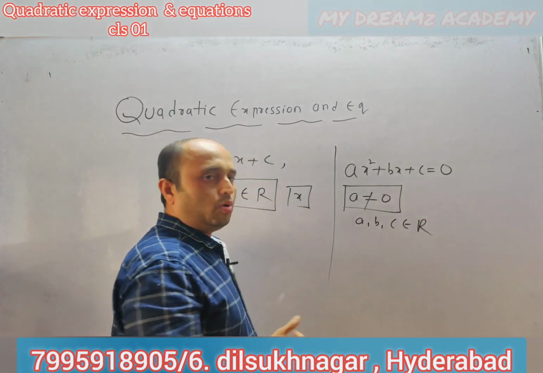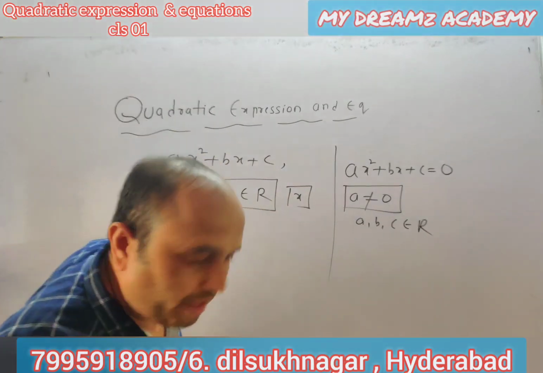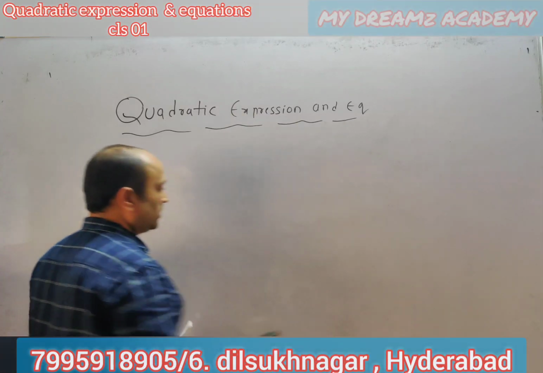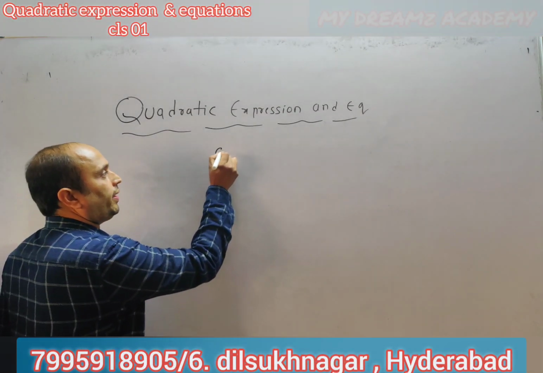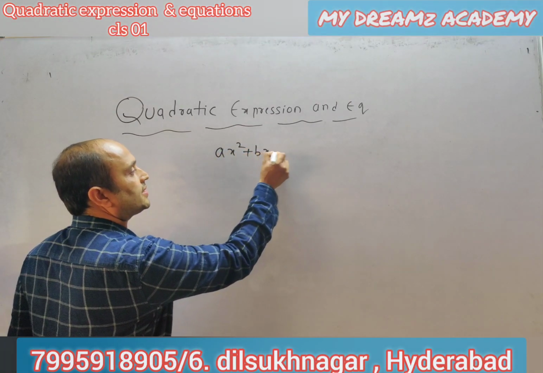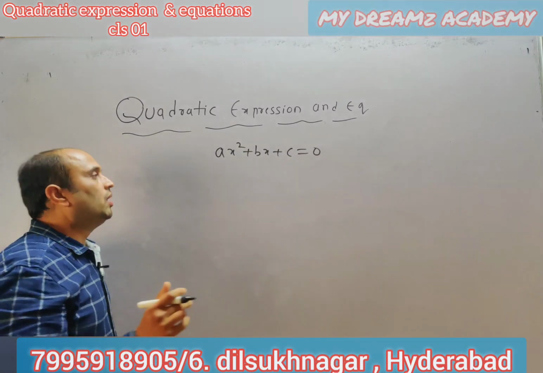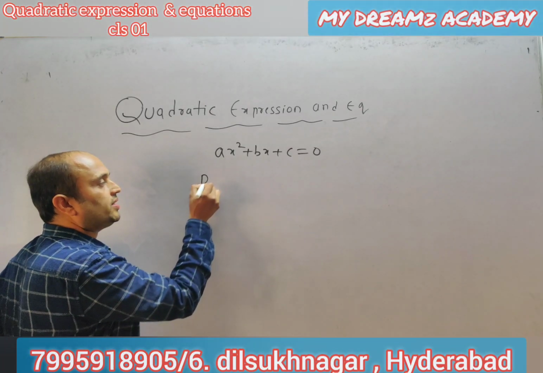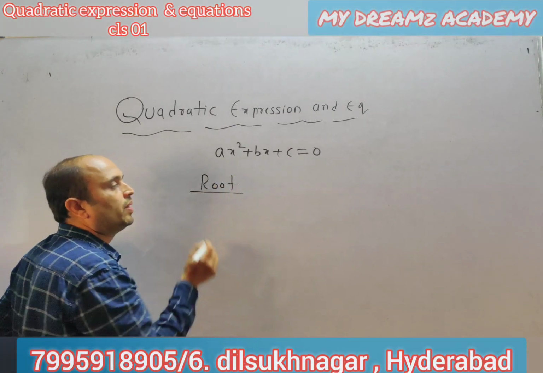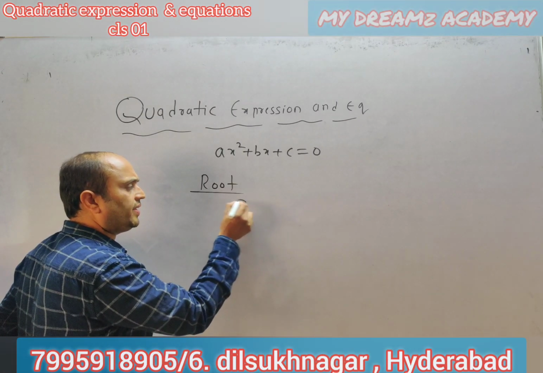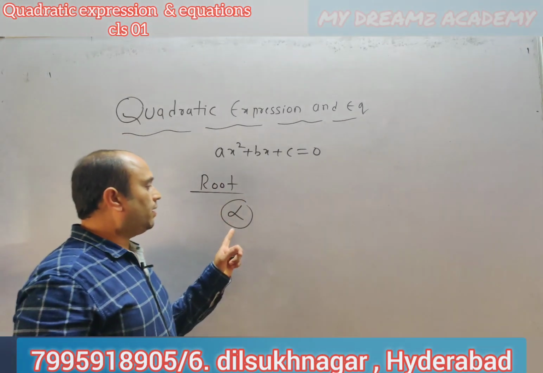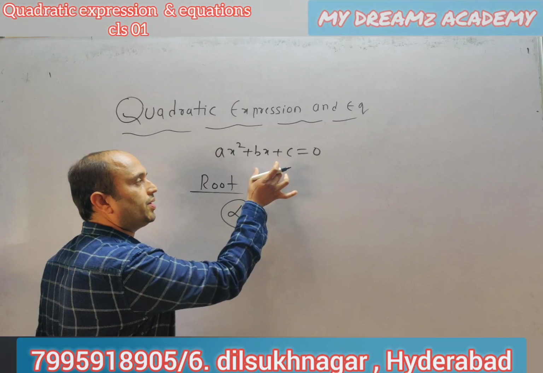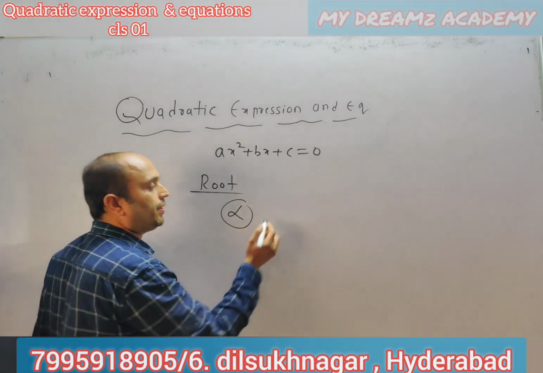So now I will explain the quadratic equation. Suppose ax square plus bx plus c is equal to 0 is a quadratic equation. Here I will introduce one new definition, root. Actually, what is the root? Root of a quadratic equation: suppose alpha is any real or complex number, whatever that may be. If alpha satisfies this quadratic equation, that is called a root of this quadratic equation.